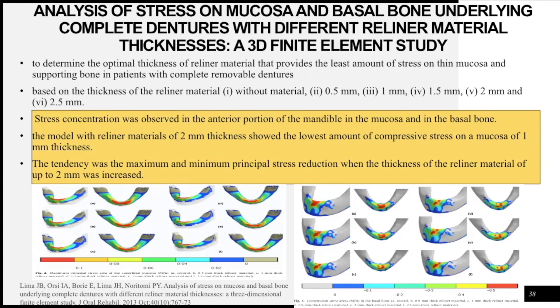The stress concentration was observed in the anterior portion of the mandible, in the mucosa and basal bone, and the model with a reliner material of 2 mm showed the lowest amount of compressive stress on the mucosa of 1 mm thickness. The tendency was a reduction in maximum and minimum principal stress as the thickness of the reliner material increased, and a thickness of up to 2 mm was indicated.